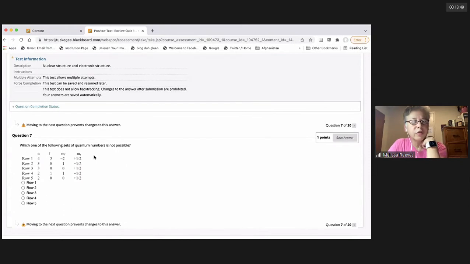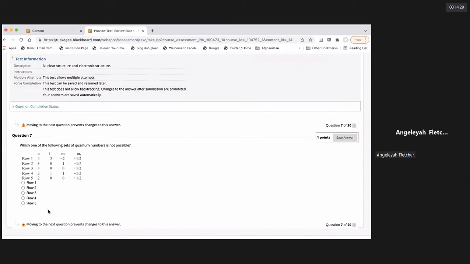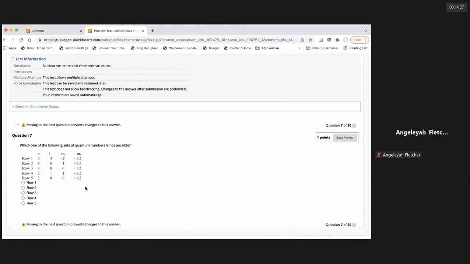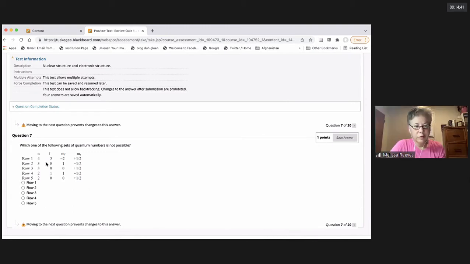Okay, here we go. Which one of the following sets of quantum numbers is not possible? Any guesses? No guesses. On the one on row 3, is that supposed to be a plus sign? Yeah, it's just kind of faded looking. Oh, okay. Yeah, it's this one right here. Oh, sorry, I was trying to highlight it and just moving it. Nope, only highlights the whole thing. Row 2.